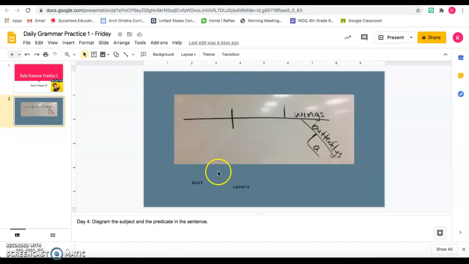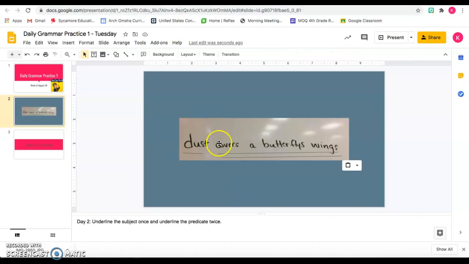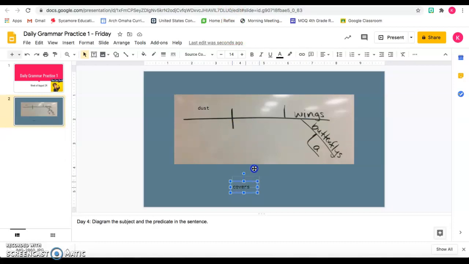So if dust is our subject, it is going to go on the left side of our diagram, that plus sign. So you can just click on that text box and drag it up like I just did. So dust is our subject, and that leaves covers as our verb, which we determined on Monday was an action verb. And then on Tuesday, we discovered that covers was part of our predicate, meaning it was part of the verb. So we'll just move covers right up to the right side of that plus sign.